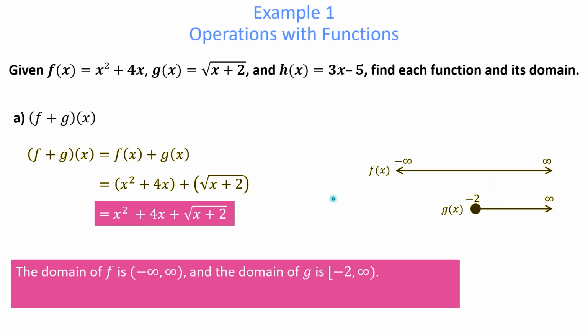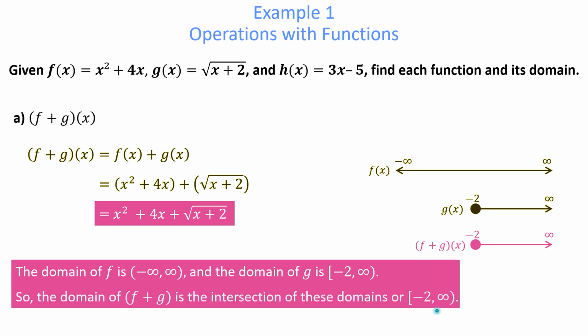Now we want the domain of this new function, the sum of f and g of x. So what we'll do is find the intersection of these two domains, or where they overlap, to give us the following. So the domain for the sum of f and g of x is equal to what we have here.